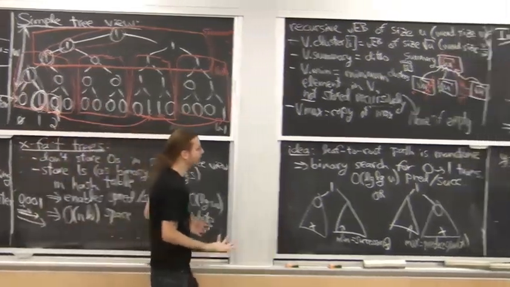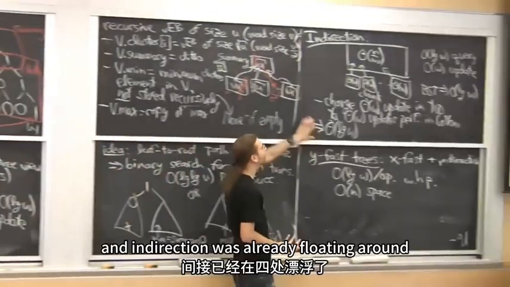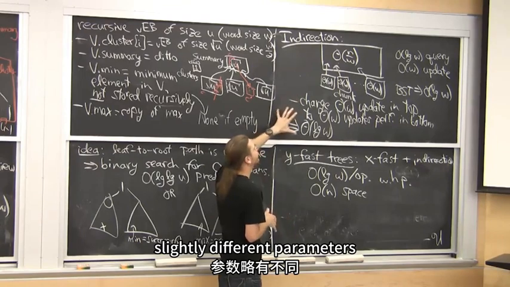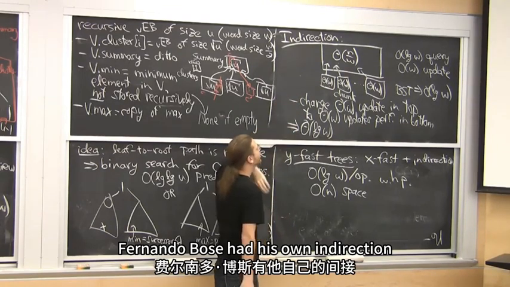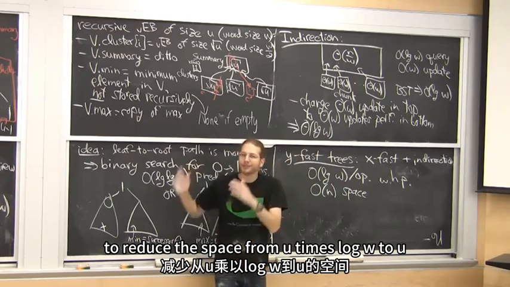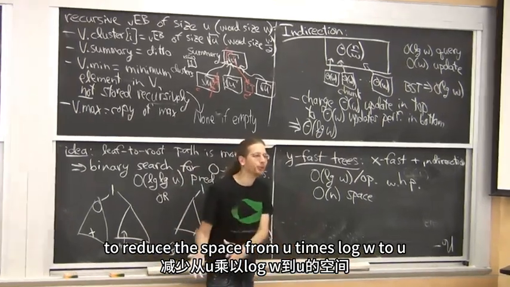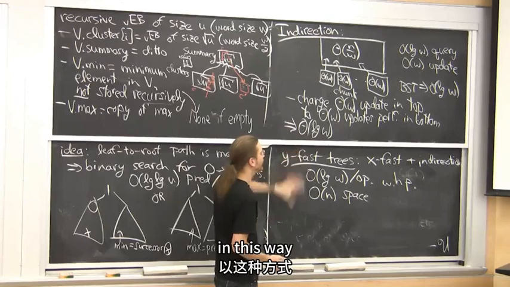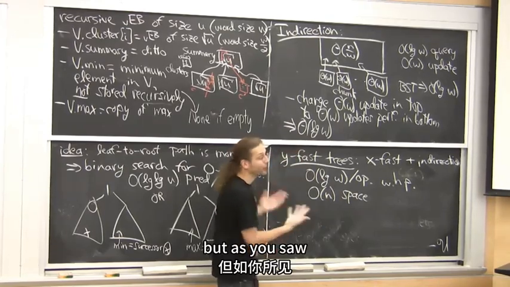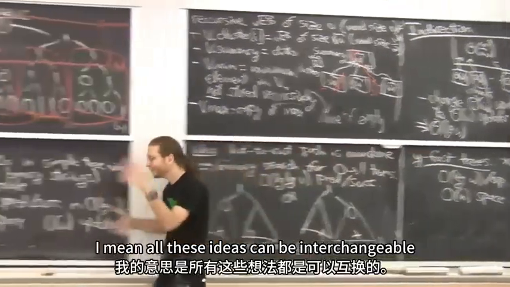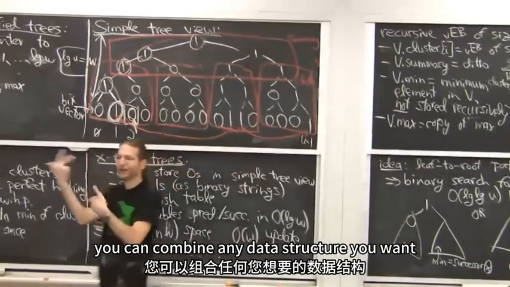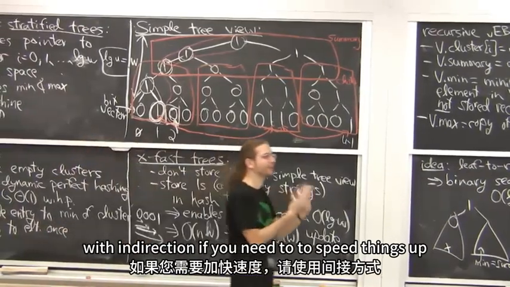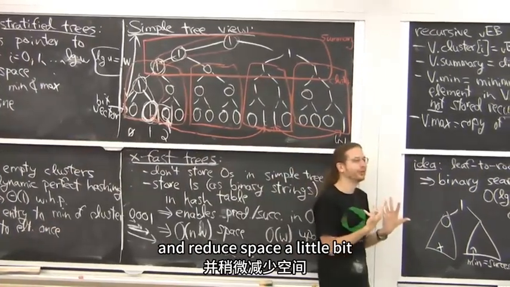Great. Now use indirection. And indirection was already floating around as a concept at the time. Slightly different parameters. Van Emde Boas had his own indirection to reduce the space from U times log W to U. But Willard did it, and boom, got down to n space in this way. But as you saw, you can also do it directly to van Emde Boas. I mean, all these ideas can be interchanged. You can combine any data structure you want with any space-saving trick you want, with indirection if you need to speed things up and reduce space a little bit.